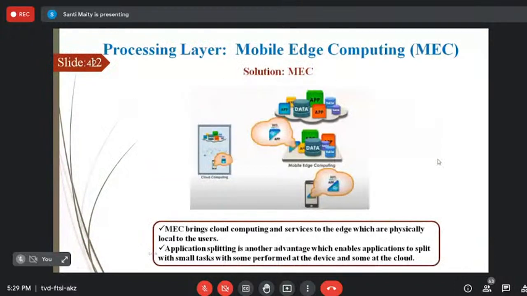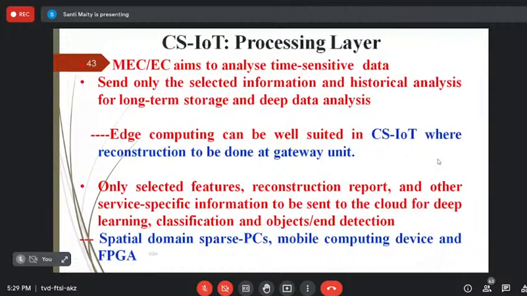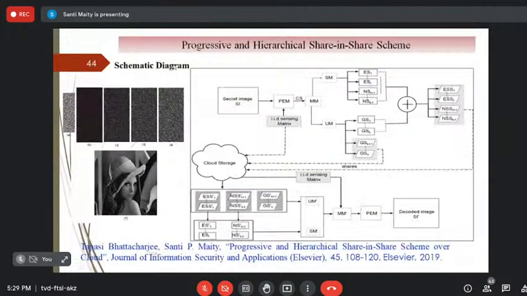Similarly, in mobile edge computing, as I said, some part of the task is split into two parts. It does not delimit the use of the cloud environment, but some of the transient data analysis or real-time data analysis is done here. And one typical application which I'm going to mention here is secret image sharing approaches, particularly in the processing layer having less computational facilities.